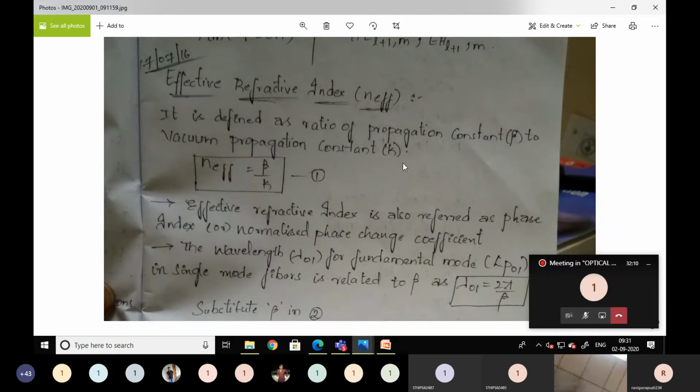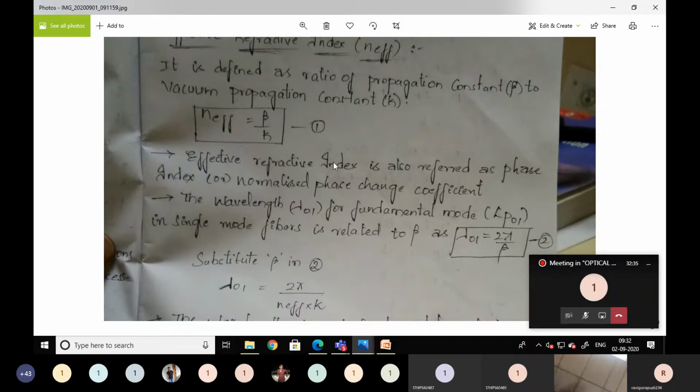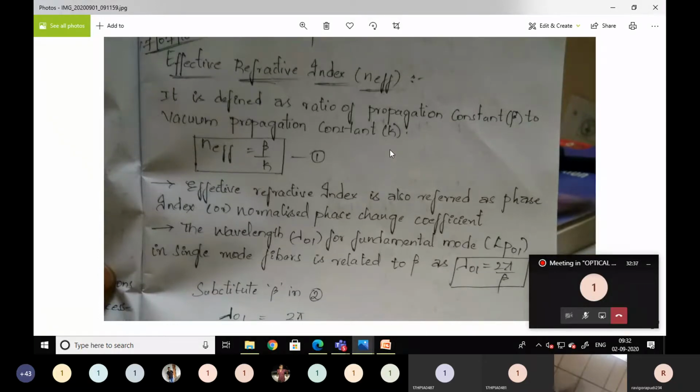It is defined as the ratio of the propagation constant beta to the vacuum propagation constant K. The effective refractive index is indicated with N effective. So N effective, N EFF, is equal to beta by K.